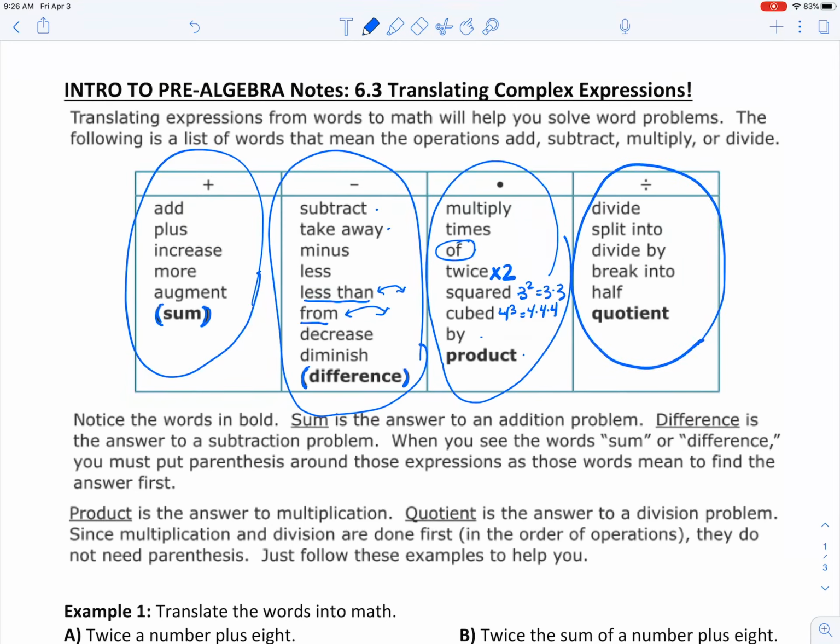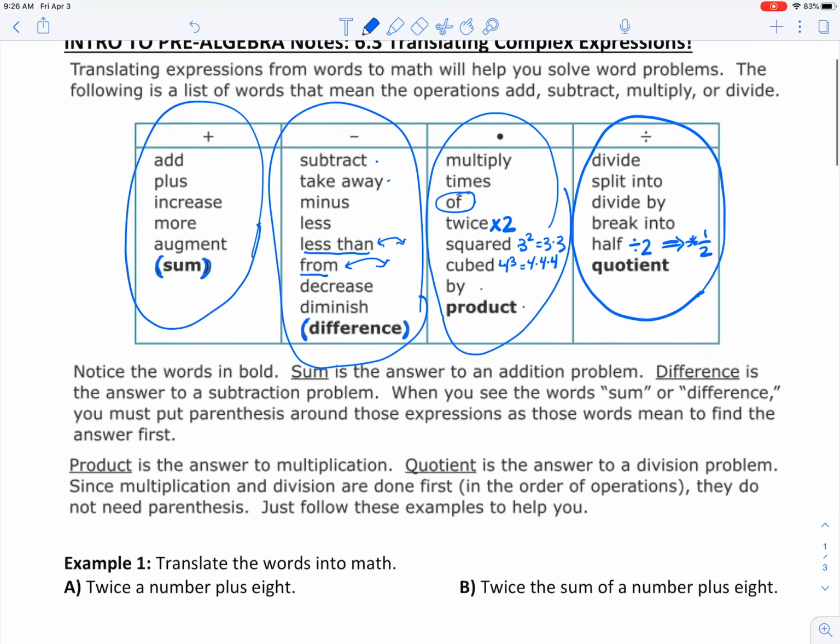All right, these following words mean to divide. We have divide, split into, divide by, break into, half, and quotient. And half is really like saying divide by 2, which honestly is the same thing as also saying multiply by 1/2, multiplying by that fraction.